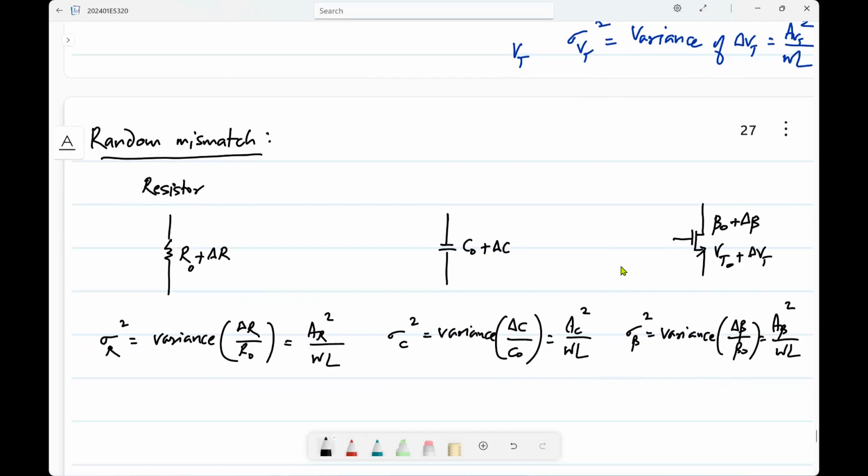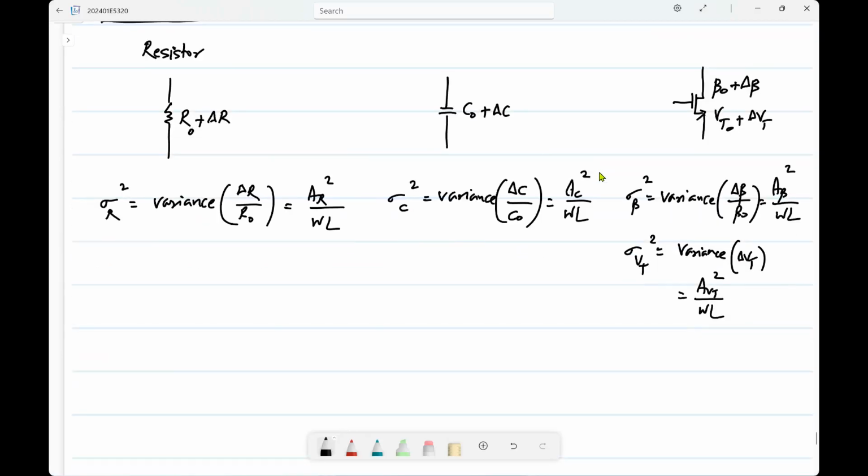For the threshold voltage mismatch, it doesn't make sense to indicate the relative error, because the absolute value of the threshold voltage doesn't mean much, and it could even be zero. And if you have a zero valued parameter, you cannot really specify the relative error. So sigma V_T squared is simply the variance of delta V_T, and that is A_VT squared by WL. So this is just the variance.